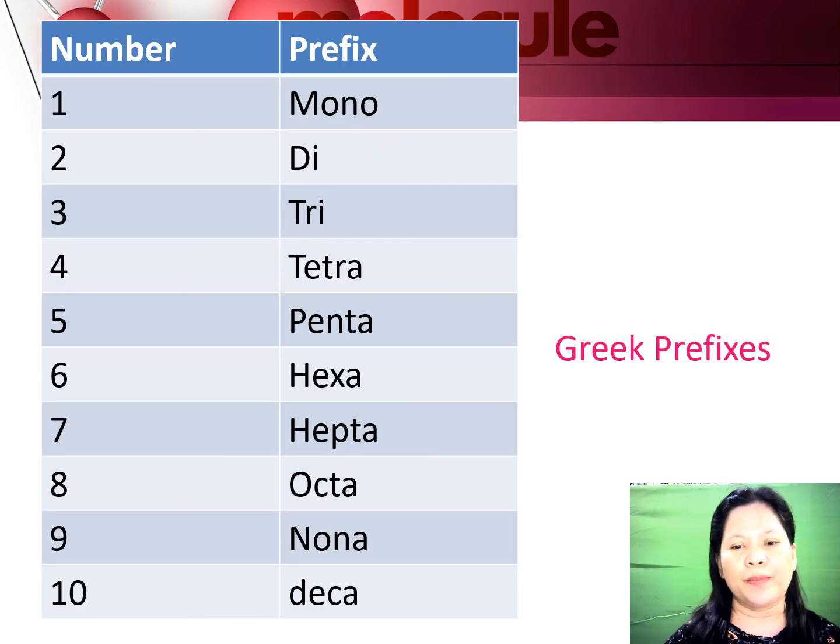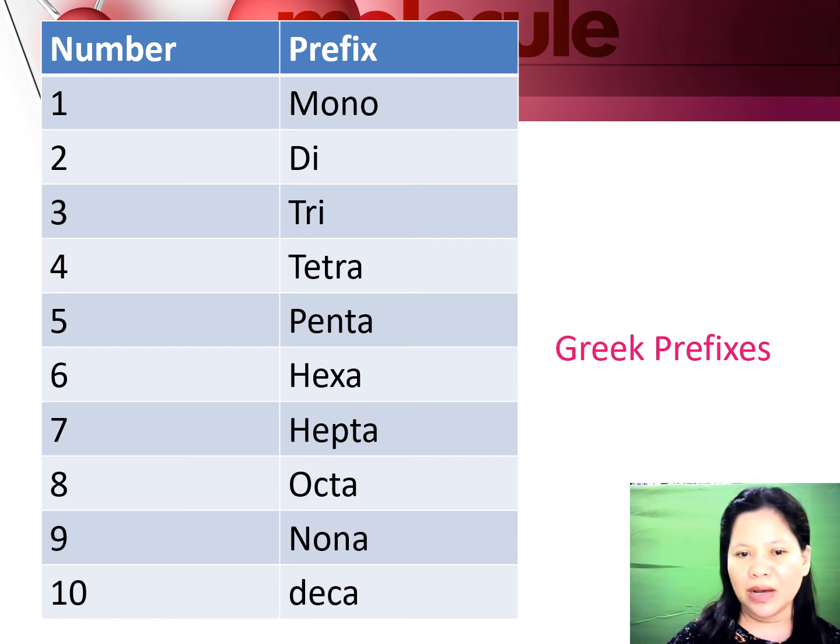Okay. Now, in naming some chemicals, usually we are using prefixes. Greek prefixes like mono, meaning 1, di, 2, tri is 3, tetra is 4, 5 penta, 6 hexa, then 7 is hepta, octa, and 9 is nona, and 10 is deca. Now, we'll be using these prefixes in the next session on naming and writing chemical formulas.